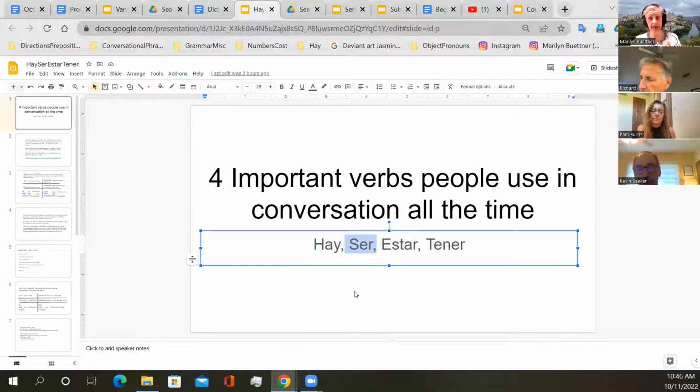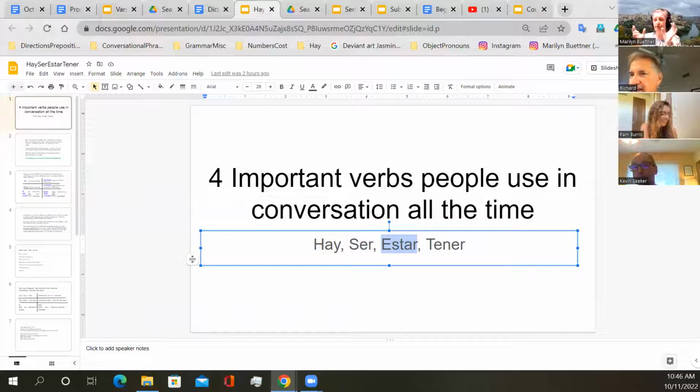Ser means to be. It's a verb. Okay, ser. And it is not a verb of action. It is what we call a verb of being. Oh, isn't that helpful? Well, yeah. Ser. Estar also means to be.